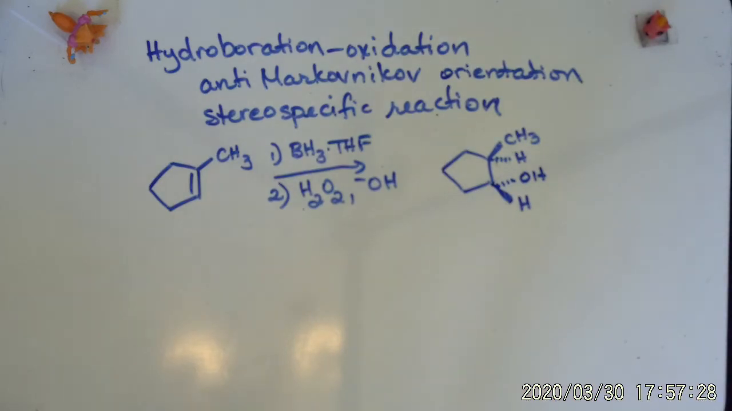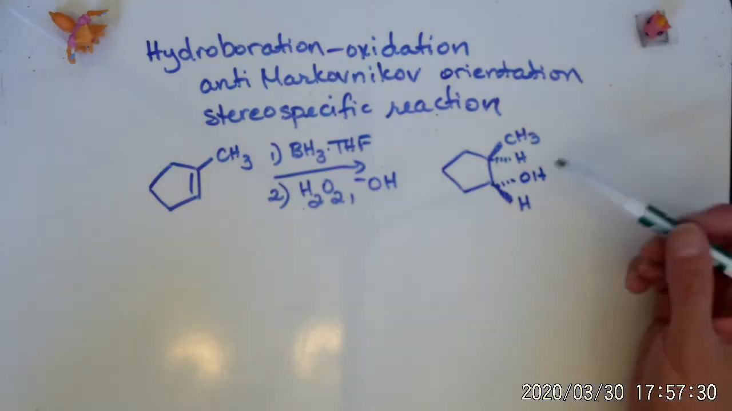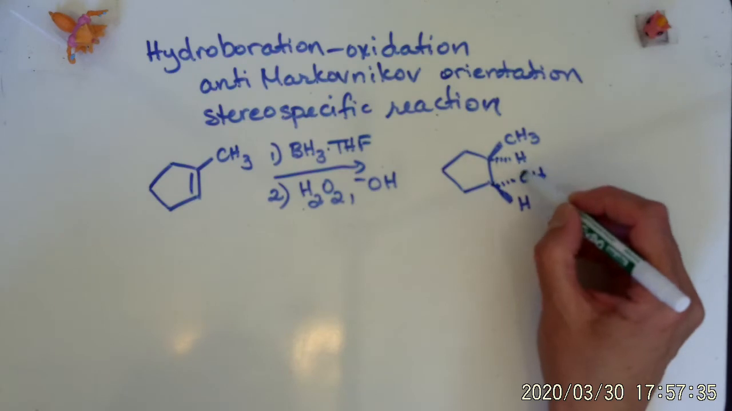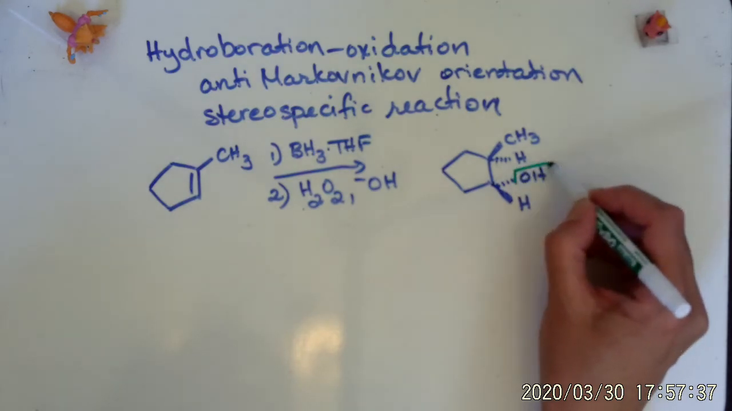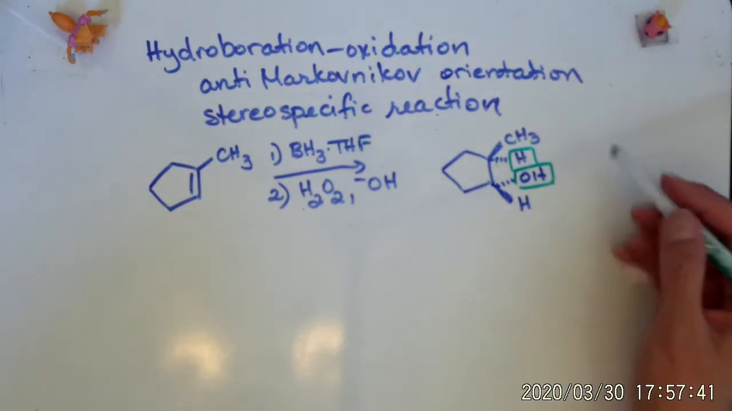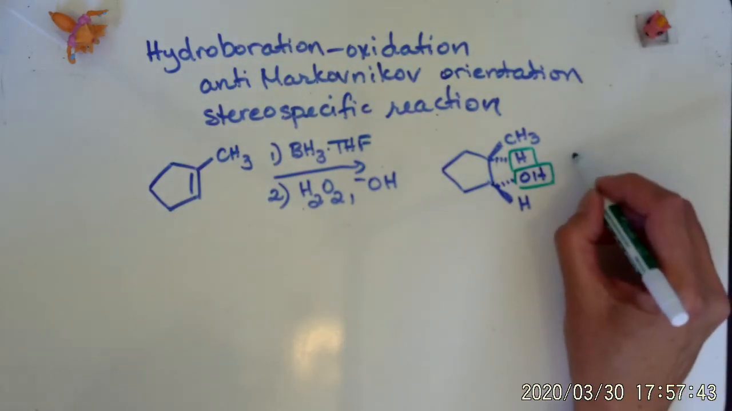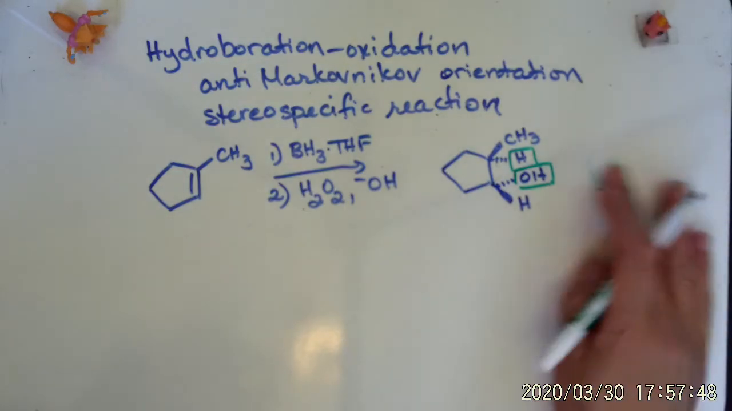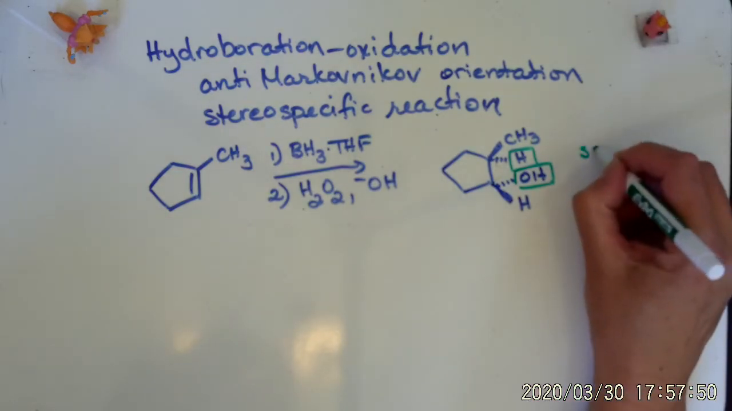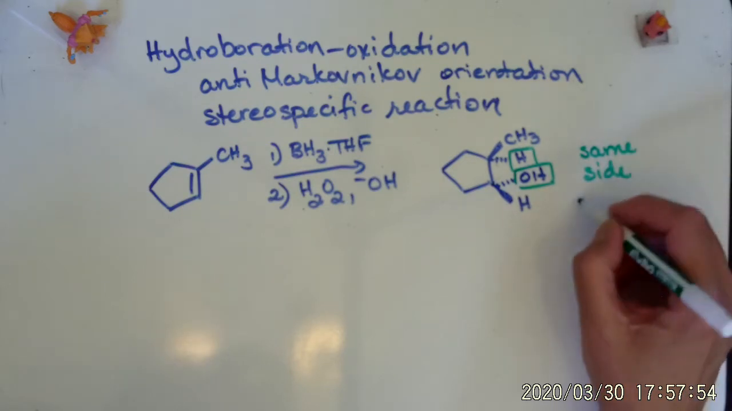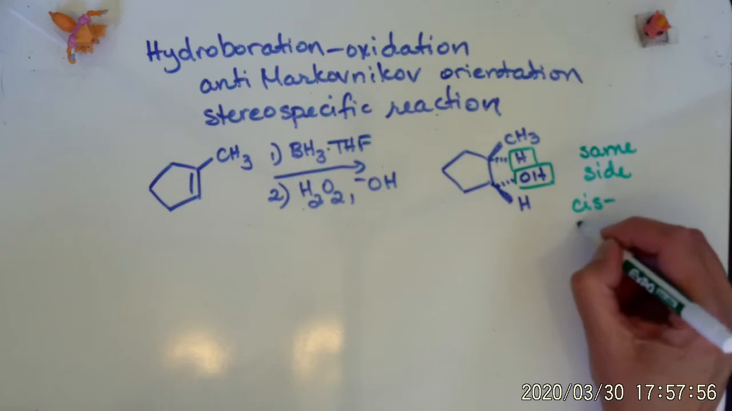What about the stereospecific aspects of this reaction? Notice that when I add my hydrate across my alkene, it always adds on the same side. So it's always a cis addition.